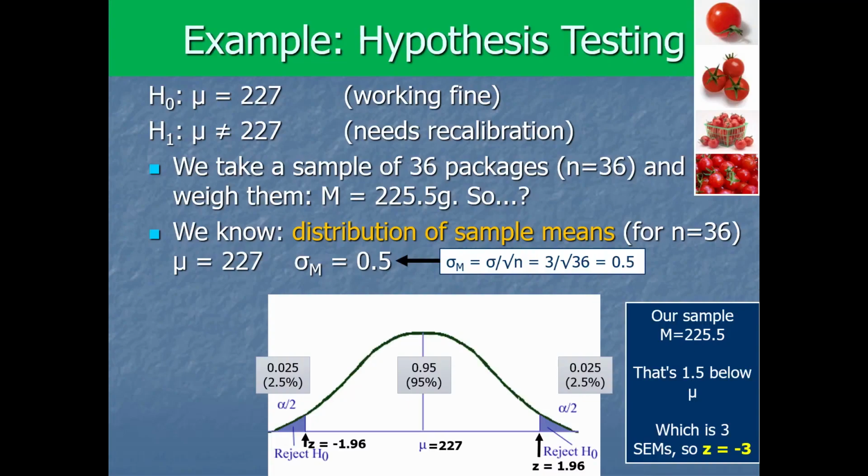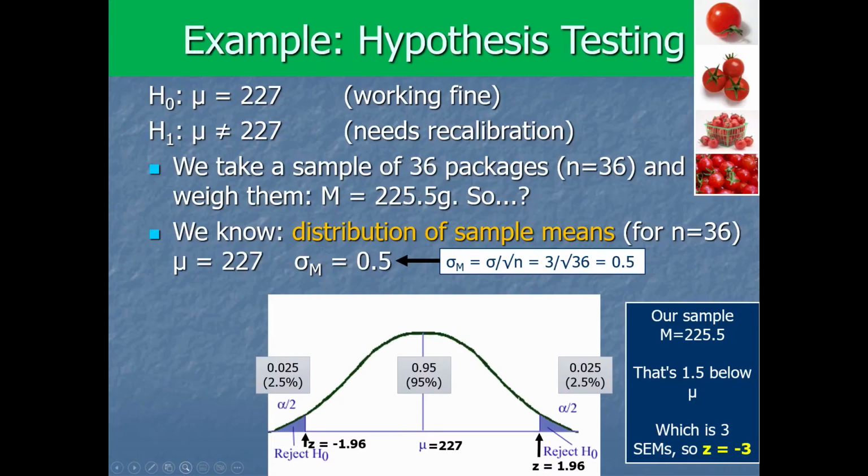That's 1.5 below the graph's mean. So it's below the null by 3 steps of half a gram, 3 steps of 0.5. That's 3 standard error of the means, 3 SEMs. So the z-score of our sample is -3. We're 3 steps below with our sample here.